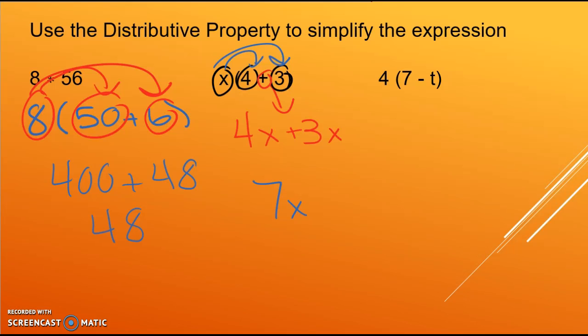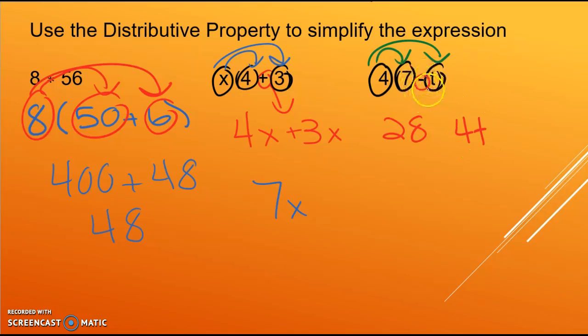And then for this last one over here to the right, we have 4, then 7 minus t. If I were to do that, what I would do is I would first circle my terms, so 4, 7, and t. Then I draw my arrows. I have 4 distributing to the 7 and to the t. When I do that, 4 times 7 gives me 28. 4 times t gives me 4t. And since I had a minus here, I need to bring that down, so I'd have 28 minus 4t. I want to check to make sure that I can't distribute anything anymore. So 28 and 4t, those are not like terms, so I cannot combine them. So this would be my final answer, 28 minus 4t.